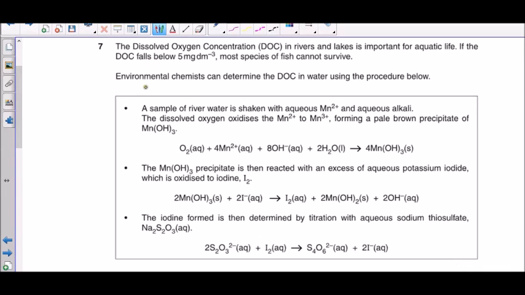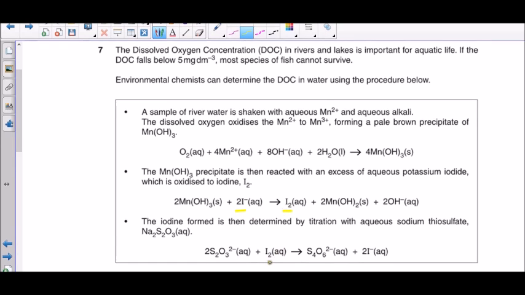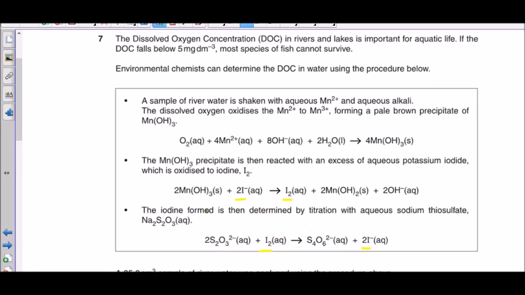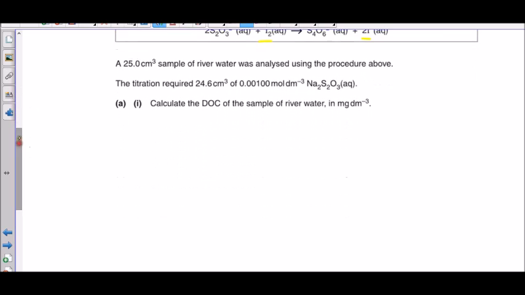Question 7 brings us to our redox titration for this paper. So we can see that it's about dissolved oxygen concentration. We've got an initial concentration in which the river water is reacted with Mn2+, and then the key bit to notice down here, we've got iodide turning to iodine, and then iodine reacting with thiosulfate and turning back to iodide. So this is a redox titration, and you should recognise it as the thiosulfate one, and you should also know that the colour change here is from brown to white, although I don't think that's asked in this question. Carrying on down, we've got some data.